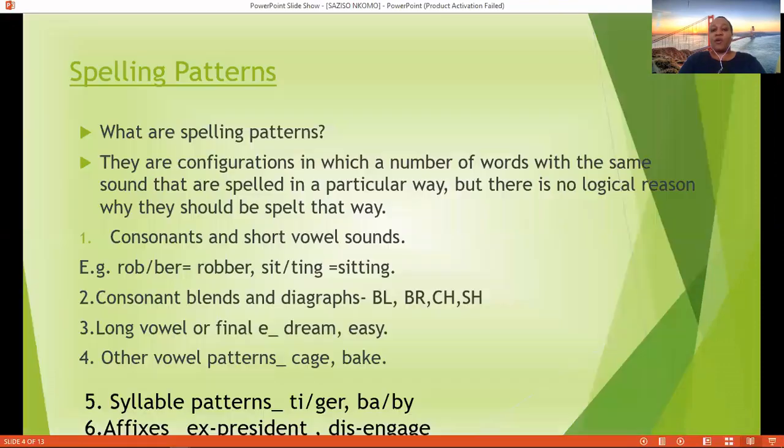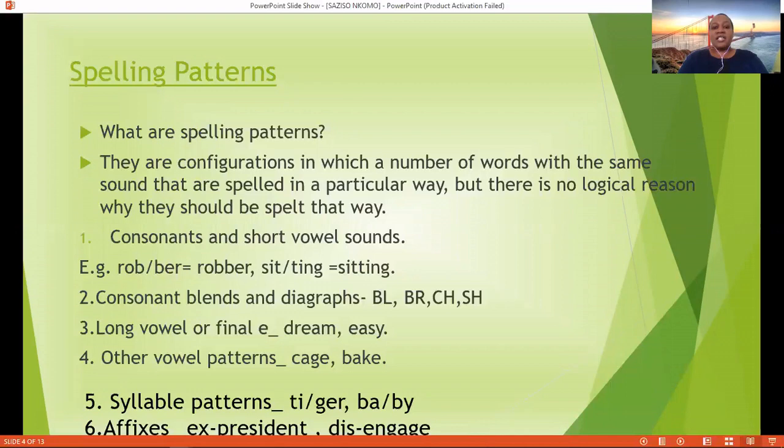We are going to move over then to our spelling patterns. As I indicated before, spellings are a challenge to most of us, most probably because we do not know how to work around spelling and mastering spelling skills. Right, spelling patterns. What are spelling patterns?